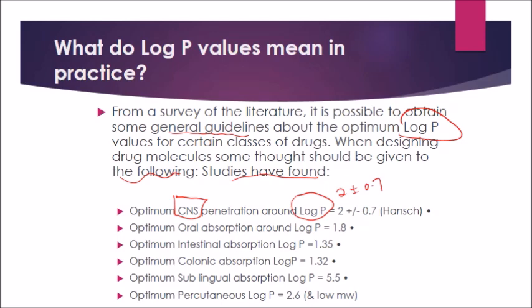For oral absorption, the log P should be around 1.8. For intestinal absorption, 1.35. For colonic absorption, 1.32. For sublingual absorption, 5.5, slightly higher. And for percutaneous absorption, the log P should be around 2.6 with a low molecular weight.